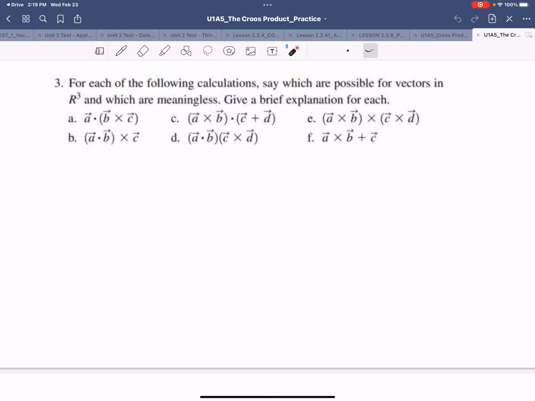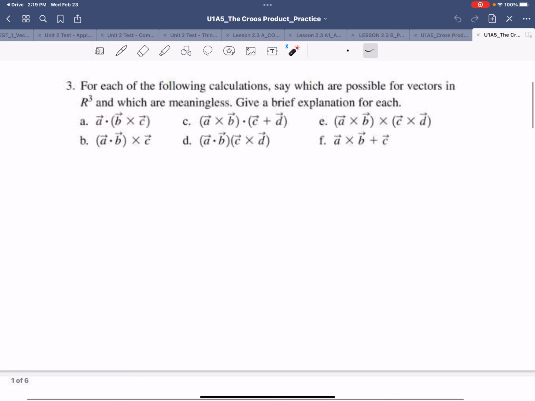Here on top, you can see the lesson number. In this question, we are trying to analyze each and every expression and see which ones make sense and which ones don't. As you can see, we have a combination of dot and cross product, and in some cases, we have addition of vectors. Before we get started, I want to clarify some very important key concepts that will help us better understand the solutions.